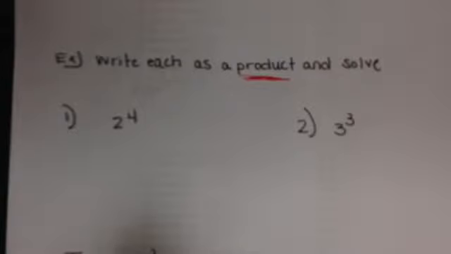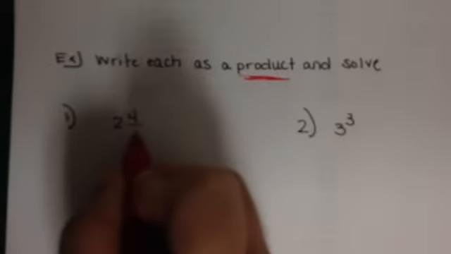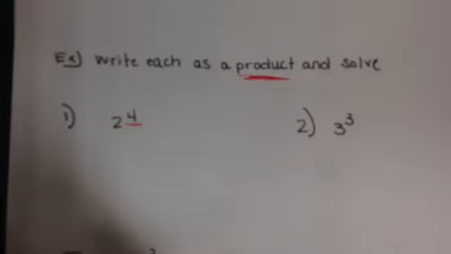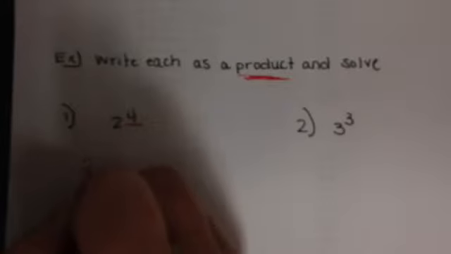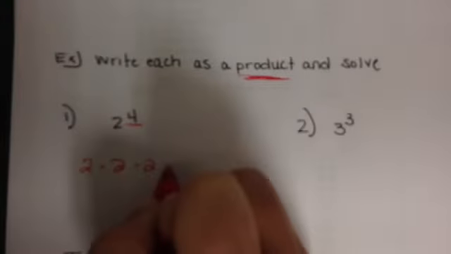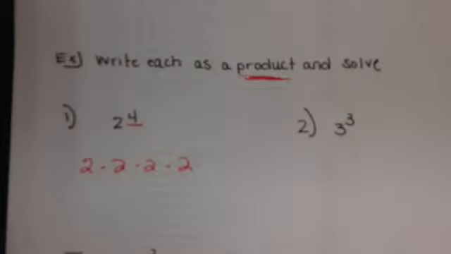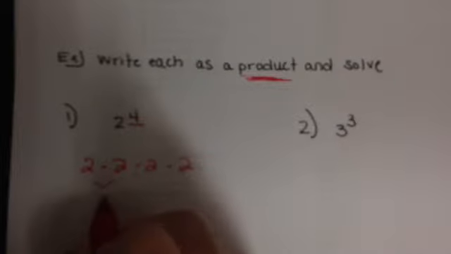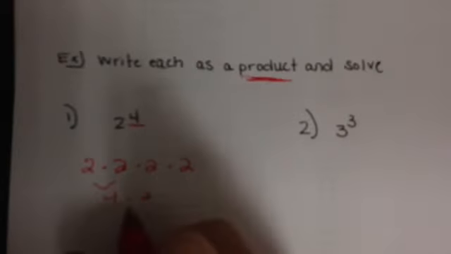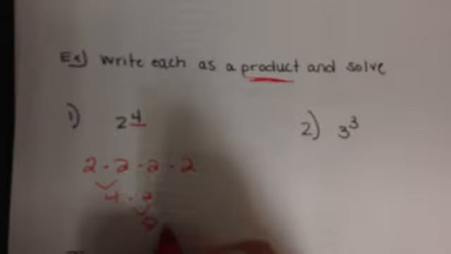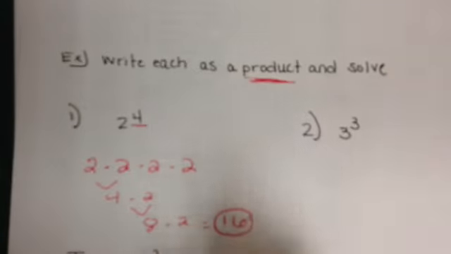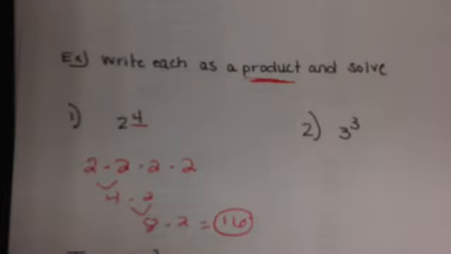Okay. Remember, the number 4 is going to tell us how many times we're going to repeat this. So we're going to repeat the number 2 4 times. So 2 times 2 times 2 times 2. So I'm going to have 4 2's. And then I'm going to multiply them out. 2 times 2 is 4. 4 times 2 is 8. Last 2, 8 times 2 is 16. Okay. So 2 to the fourth power is 16. 2 times 2 times 2 times 2.